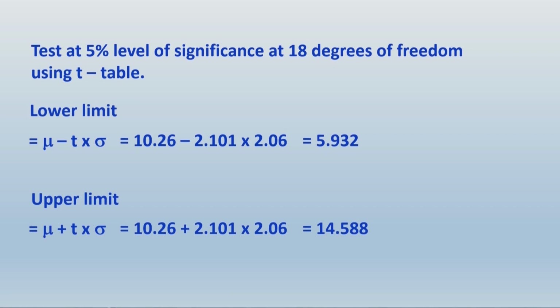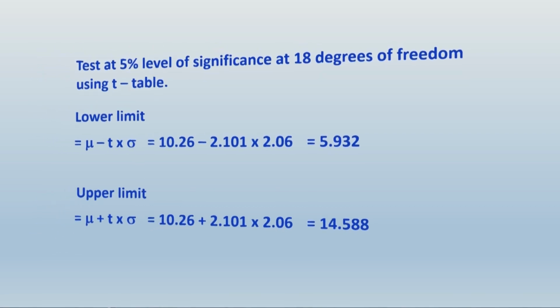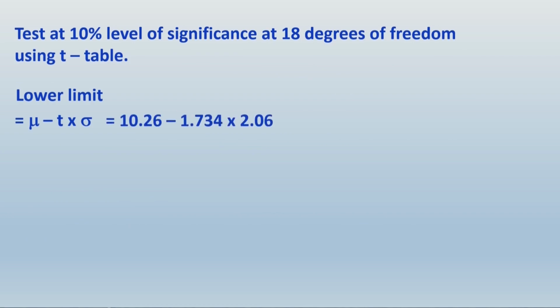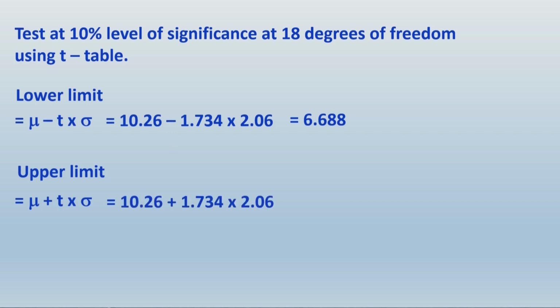Alright friends, let us move ahead and now make similar calculation with 10% level of significance. Now I don't have to explain it again. Lower limit will be computed in the same way, but now can you see mu and sigma remain same, only the t value, the table value of t is different now, and we get lower limit as 6.688 and now upper limit as 13.832. We still find that the number of runs being 8 are lying between these lower and upper limit.